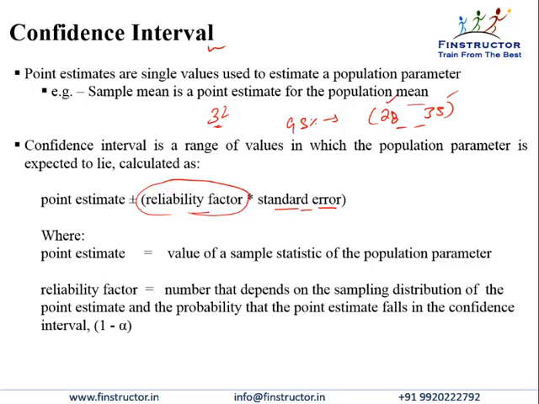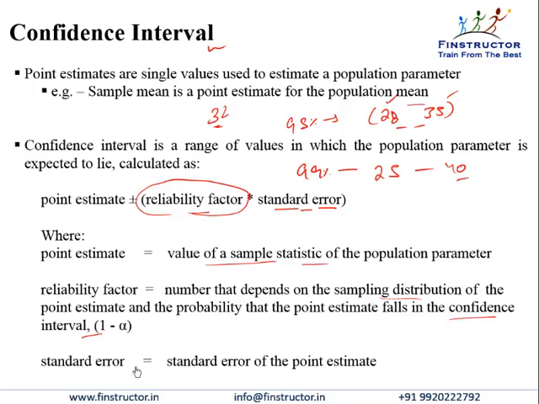So point estimate is the value of a sample mean or a sample statistic. Reliability factor depends on the sampling distribution. If it's a normal distribution, it will be different. If it's a logarithmic distribution or a Poisson distribution, it will be different. And it depends on the confidence interval. So if you want to be 95% sure, the range will be smaller. If you want to be 99% sure, then the range will be bigger. So 95% of the times it lies within this range, 99% of the times it lies within 25 to 40.